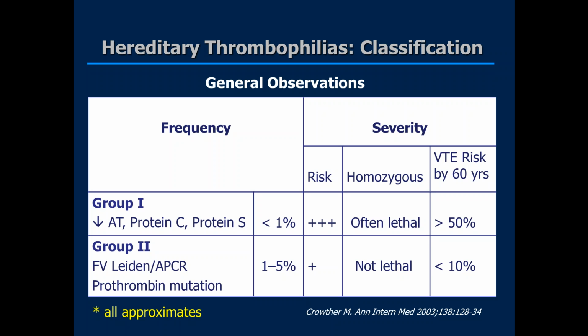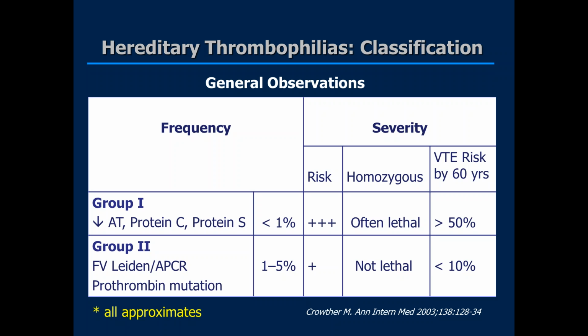In general, we can divide the hereditary thrombophilias into two groups. Group 1 is the inhibitor deficiency, so these would include antithrombin, protein C, and protein S deficiencies. And the other group of abnormalities would be those in which there's a gain of function. For example, the factor V Leiden mutation, in which there's resistance to activated protein C, or the prothrombin gene mutation, in which there's an associated increased level of prothrombin.